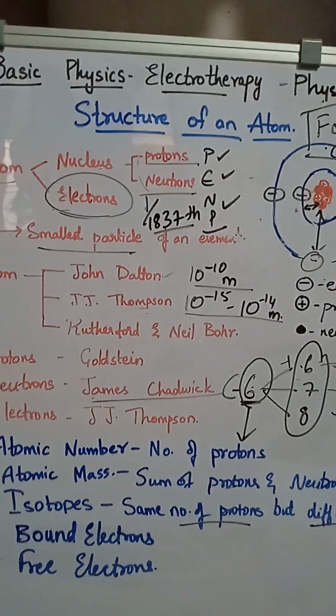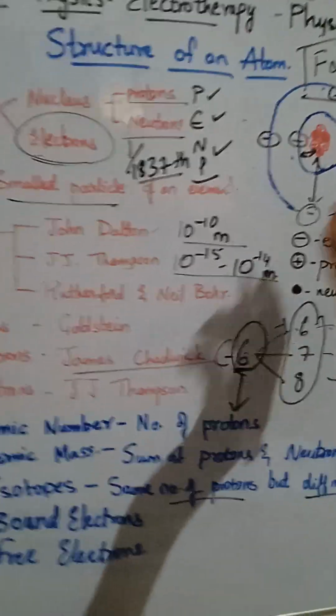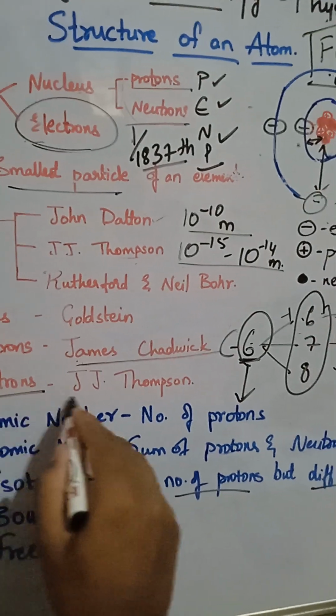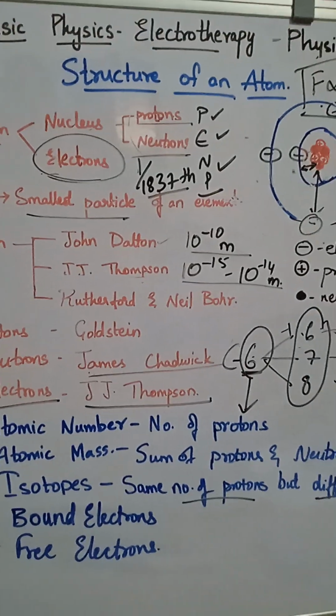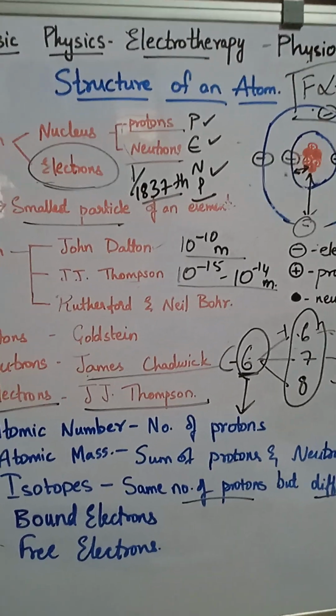So this is all about the structure of an atom. And one more last point I forgot, that is the electrons are discovered by J.J. Thomson. So this is all about the structure of an atom.